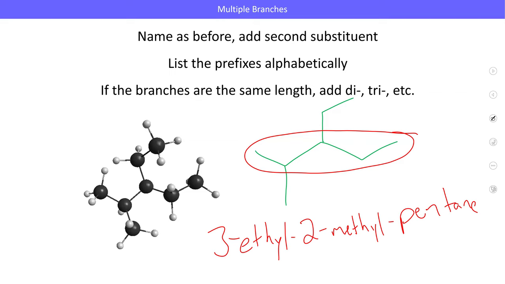So if the textbooks can't agree on it, then I'm not going to be picky about it. But technically, you are supposed to put these in alphabetical order. I'm not going to mark you down as long as it's unambiguous. So the numbers don't really matter, as long as you can draw the structure from the name, with no ambiguity. And the dashes, same thing. You almost always see dashes between the numbers and the prefixes.